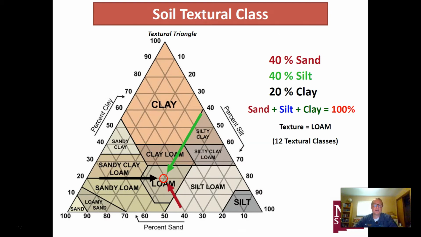Percent sand, you follow going up to the left with the red arrow. Then percent clay, you follow over to the right with the black arrow. And percent silt, you follow down to the left with that green arrow. You find where those three lines intersect, and you look at the section or area behind it, and that tells you the type of soil that you have. A 40% sand, 40% silt, and 20% clay would be a loam soil.